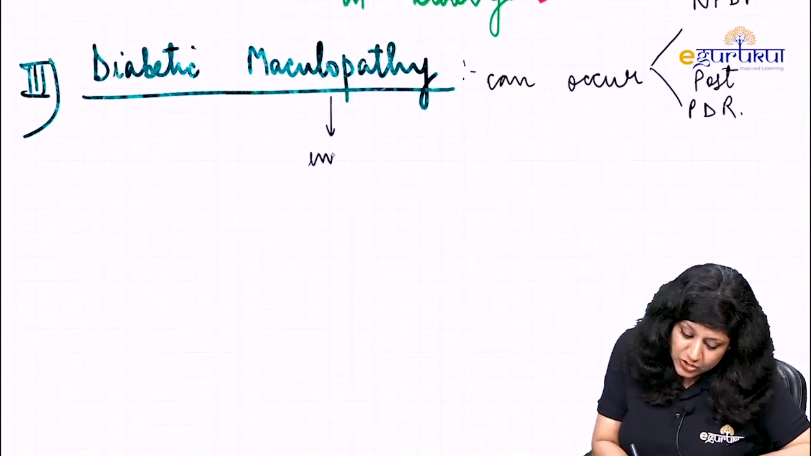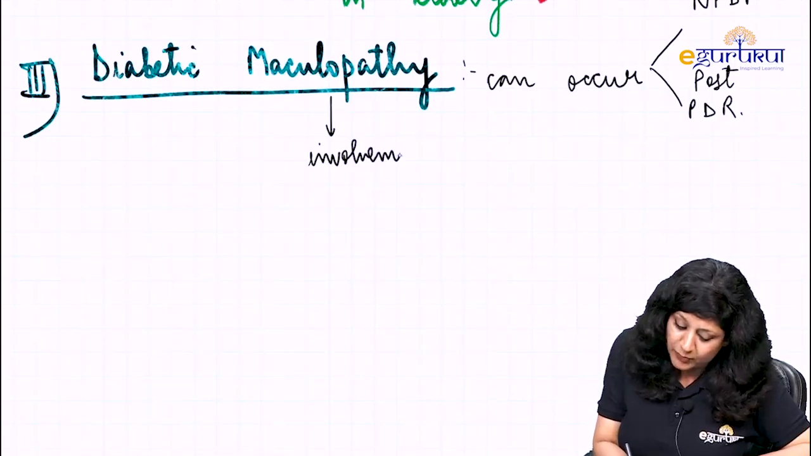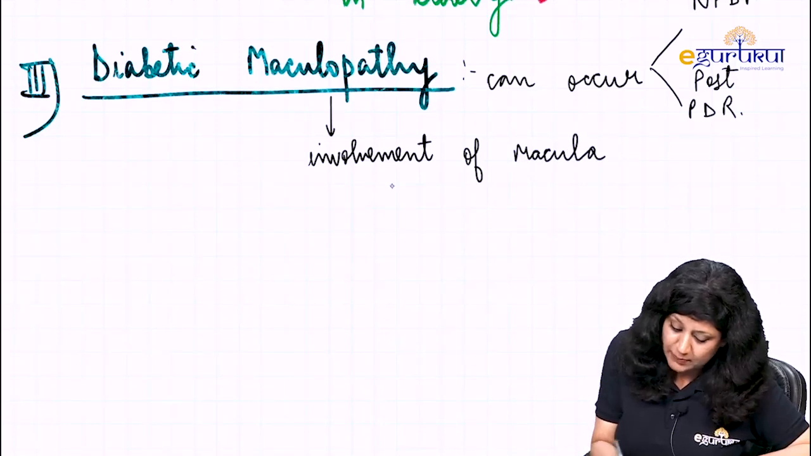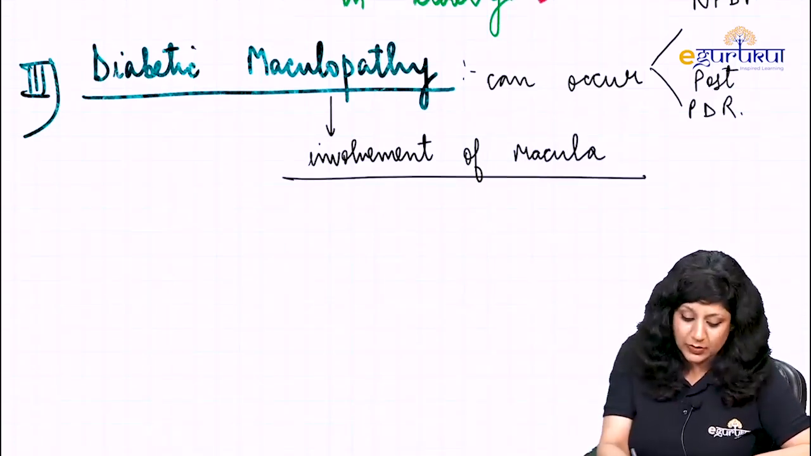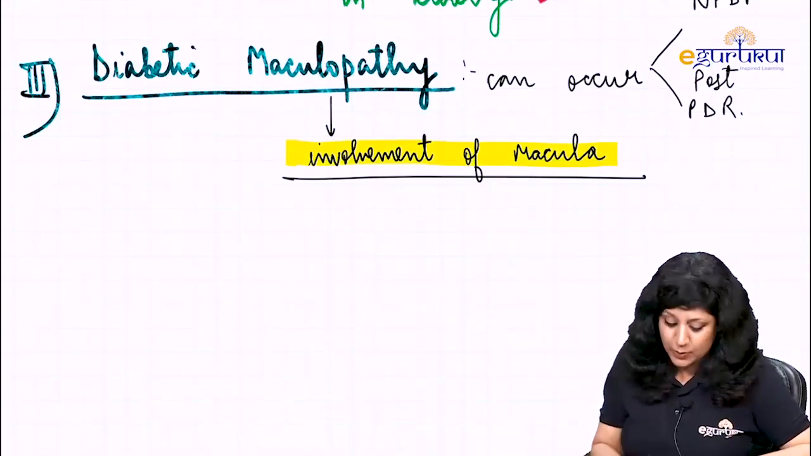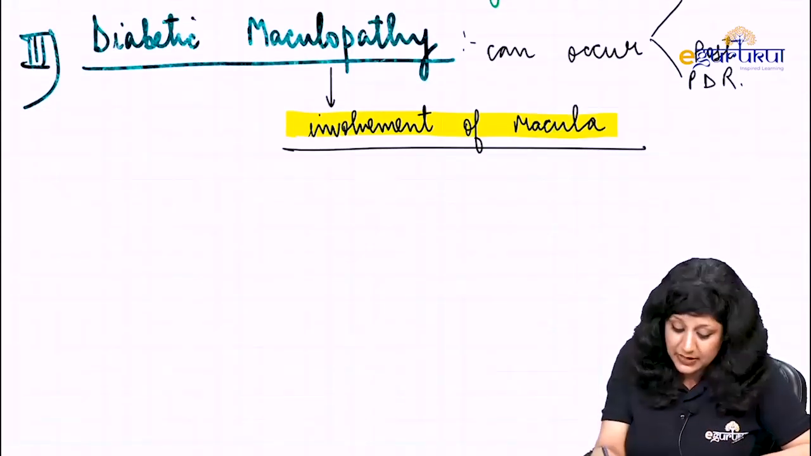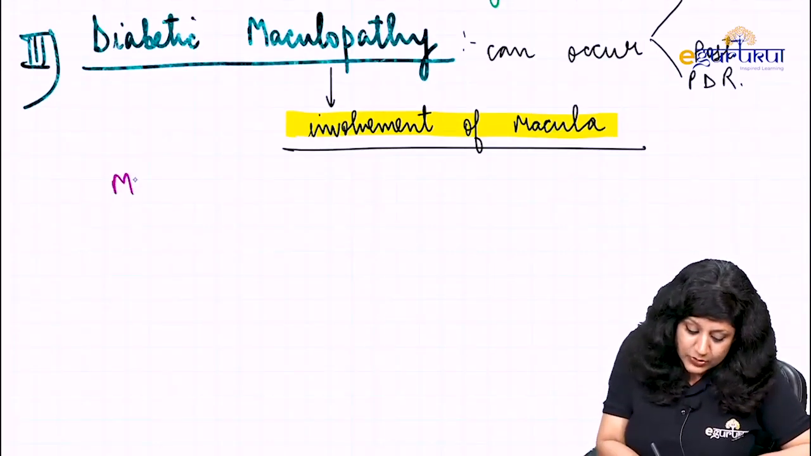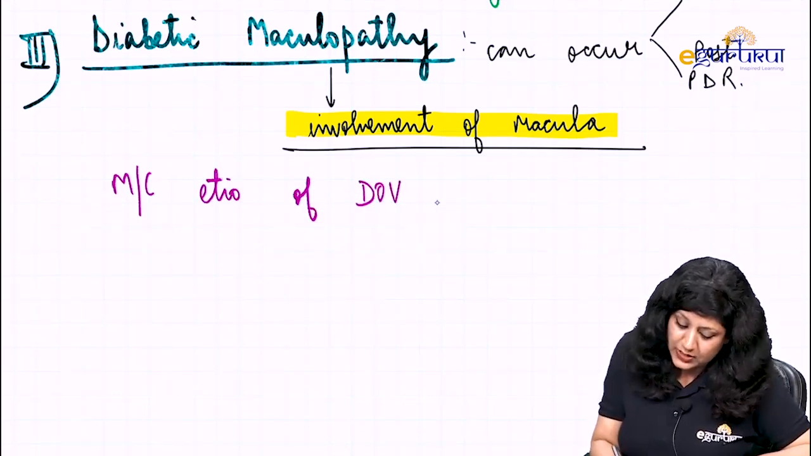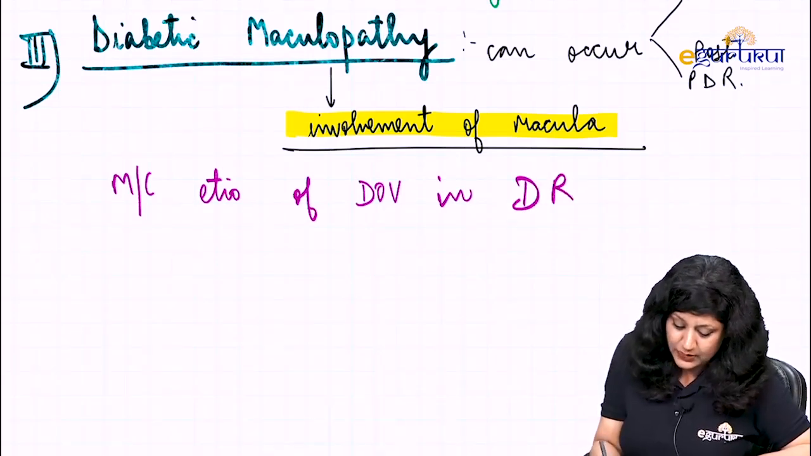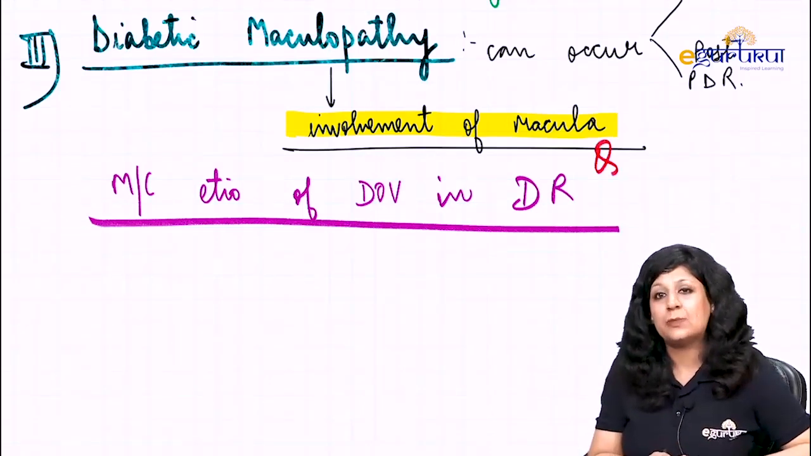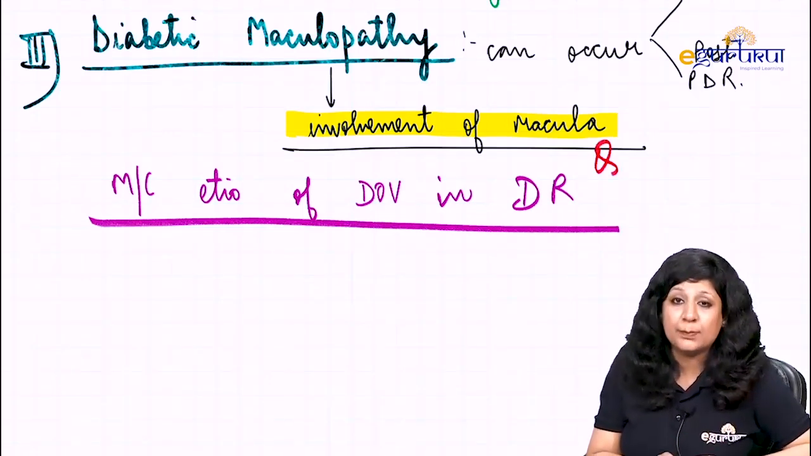Now, what is actually the maculopathy? Maculopathy means the patient has started showing involvement of the macula. If the patient is having pathology over the macula also, if there is involvement of the macula, then I will say that this is the stage of diabetic maculopathy, and in fact it is this diabetic maculopathy which is the most common etiology of diminution of vision in diabetic retinopathy. What is the most common cause of diminution of vision in patients having diabetic retinopathy? It is the diabetic maculopathy.